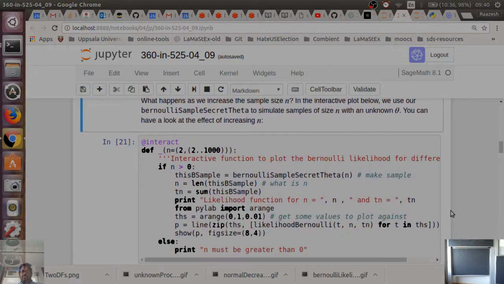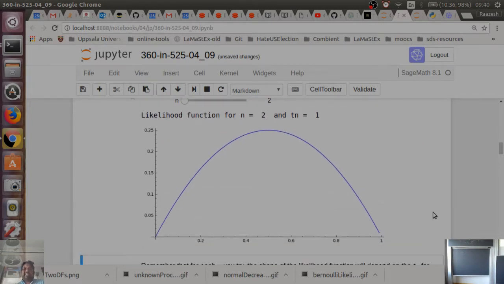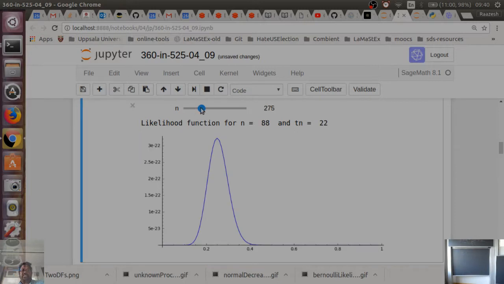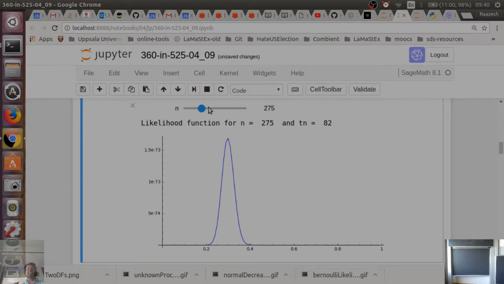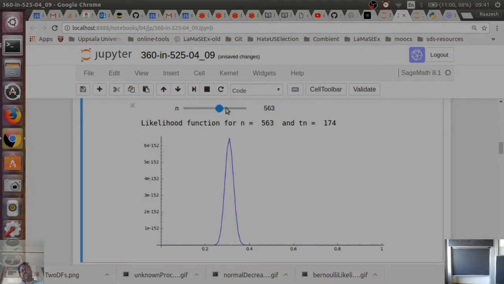Okay, so let's see what this interact does. Oh yeah, so it just lets you play with this now. So you can change the sample size. And this is that secret theta that we have. So we supposedly don't know what it is. And we're increasing the sample size, and look what's happening. The likelihood is concentrating around, it looks like around 0.3, right? Yeah, so I would guess something is going on around 0.3.